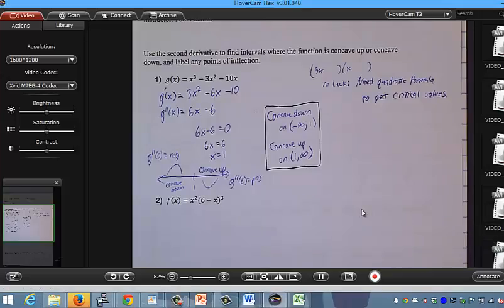Let's get back to work here. Hey guys, I worked out the first problem okay. I think you guys got this, right? We're concave down from negative infinity to positive one. True. Concave up from one to infinity. True.